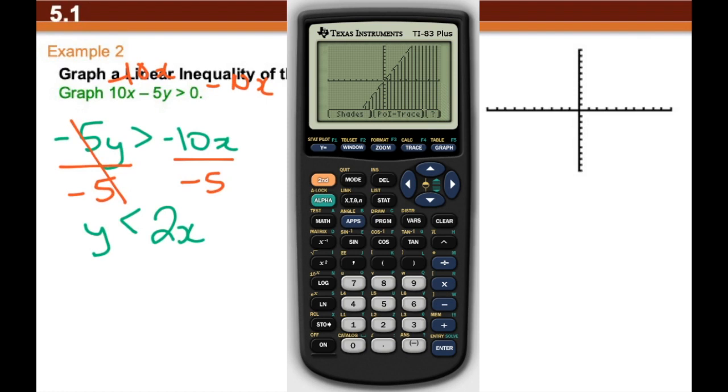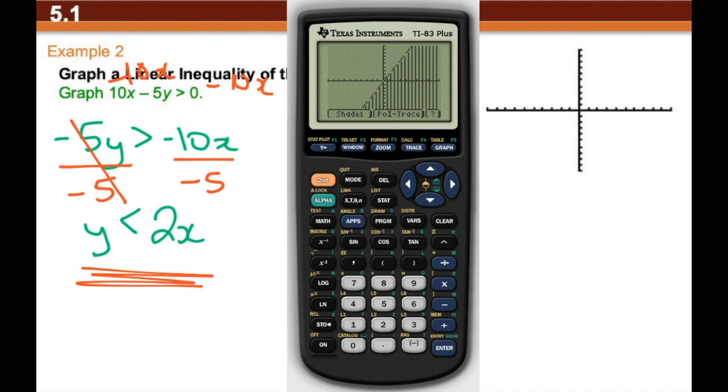As I've said before, the difference between a solid and dotted line is important. And you can look at the inequality itself to know whether or not it's going to be solid or dotted. This inequality, y is less than 2x. We have no equal to line, so we have a dotted line. If we had an equal to in that inequality, we'd have a solid line.